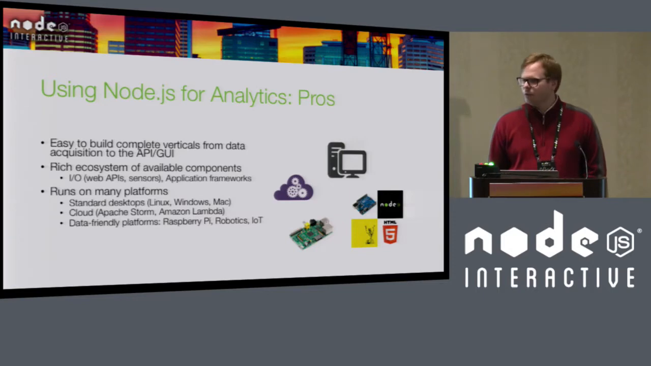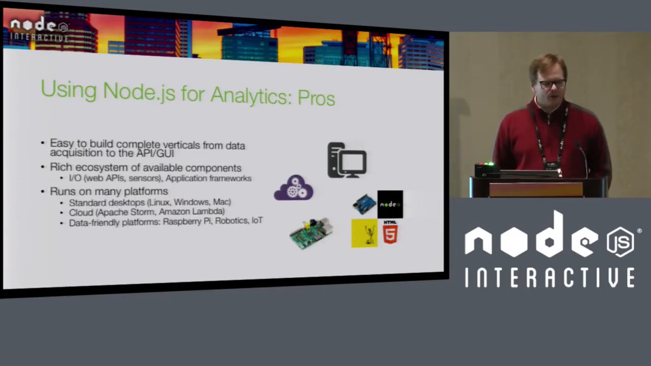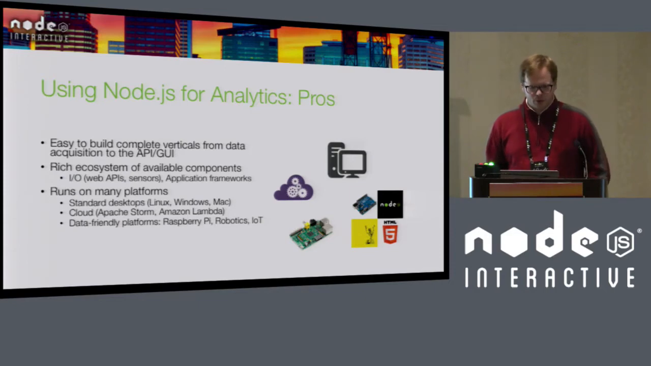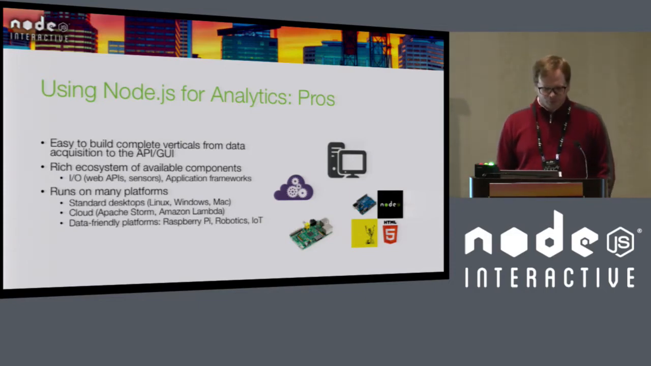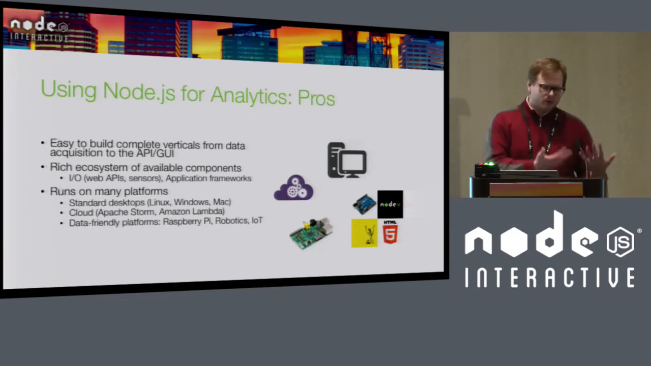One very important thing is that it's very easy to build complete verticals in Node.js. Starting from data acquisition, taking in some data either from sensors, as we saw today in the Internet of Things sessions, or from web APIs, loading it, getting it into the application, and then doing something on it and exposing it to the user, either through RESTful APIs or through some UI. Node has a rich ecosystem of components that support us at all of these stages.